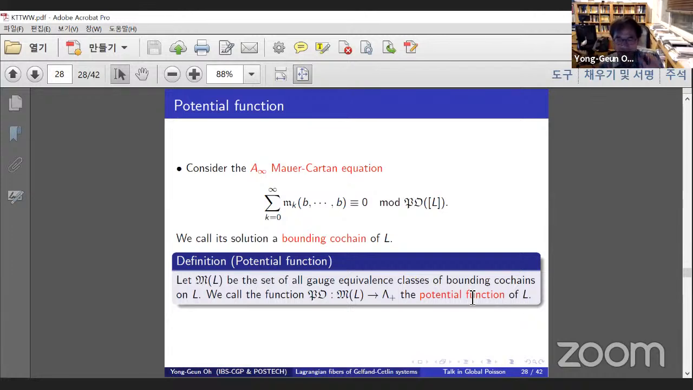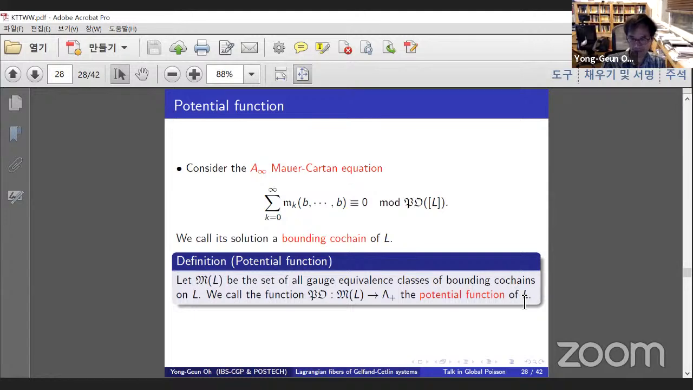And this Maurer-Cartan equation is nothing but the M0 after deformation. Okay. So for each solution of this Maurer-Cartan equation, you have a deformation of this Floer cohomology so that you can define the associated Floer cohomology. You should just regard each solution of this A-infinity Maurer-Cartan equation as giving you some Hamiltonian invariant that is unchanged under Hamiltonian isotopy. And I denote this solution set, the set of all gauge equivalence classes of these solutions, by M(L). This is the Maurer-Cardan moduli space.